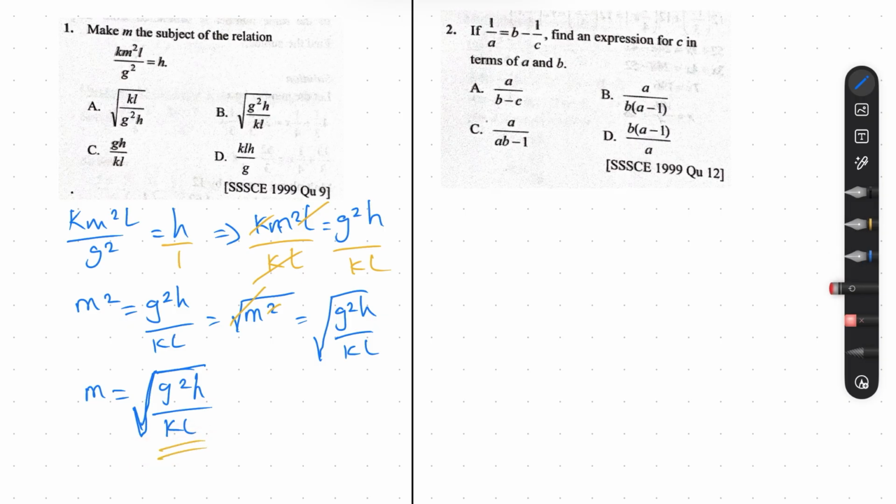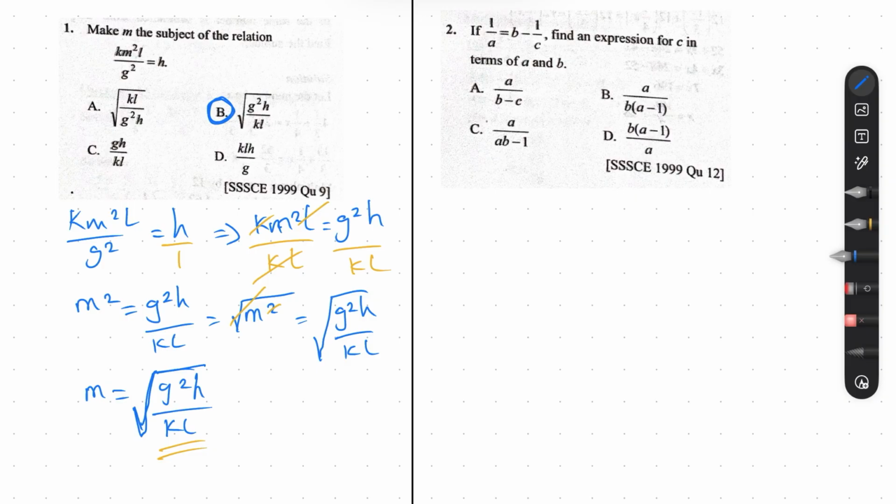Cool. So which of these expressions is the same as this? So we have g squared h right here over KL over KL. Correct. So that is the answer. B is the answer. Okay, cool.